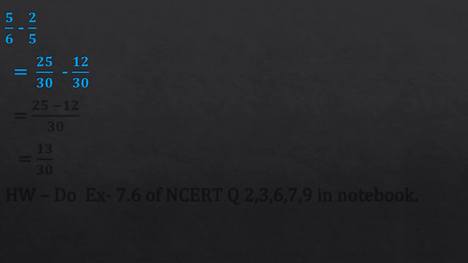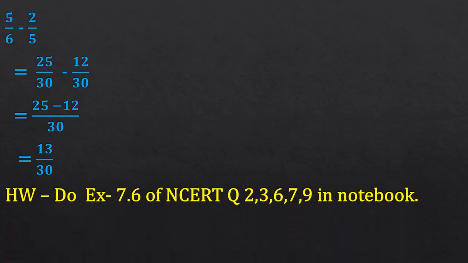Now they are like fractions, so subtract the numerator only. 25 minus 12, and the denominator we will write down once, that is 30. It is 13 upon 30. Clear? So we can say that Asha's bookshelf is more full by 13 by 30th fraction.